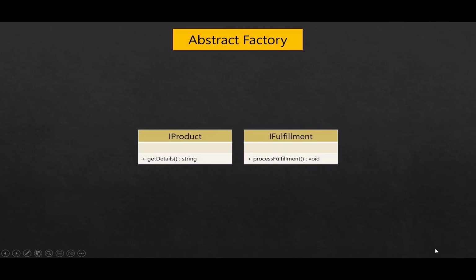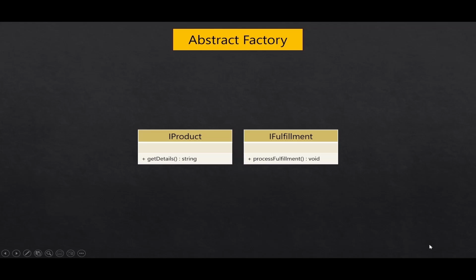The last design pattern is abstract factory. I refer to this pattern as factory of factories. I'll tell you why. It helps you create families of related or dependent objects without specifying their concrete classes. For example, let us define a product interface and a fulfillment interface. These are two different interfaces.